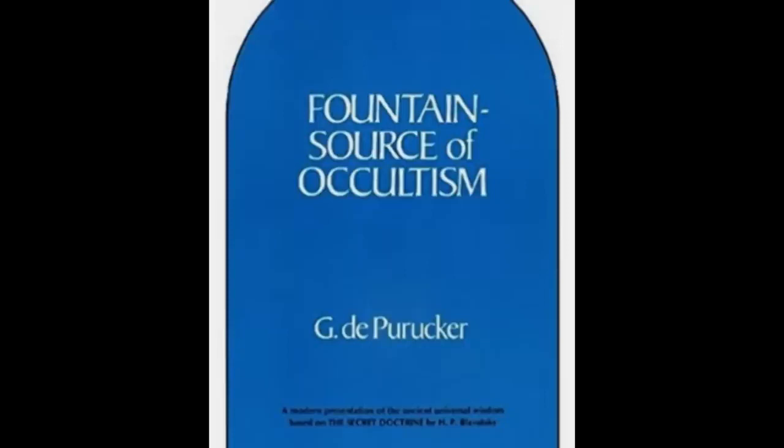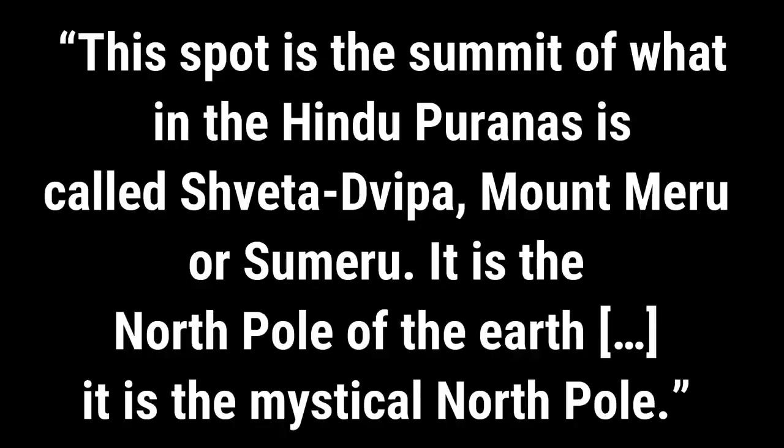In the fountain source of occultism, Paraka writes, "This spot is the summit of what in the Hindu Puranas is called Shveta Dvipa, Mount Meru or Sumeru. It is the North Pole of the Earth. It is the mystical North Pole." The Japanese spoke of the island of the congealed drop, which was placed at the North Pole. The Vedics called this land Paradisha.